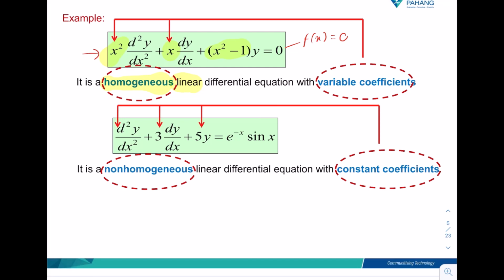Okay, so now look at the second example. If you focus over here, this is non-homogeneous. Why is that? Because we have e to the minus x sin x as f of x, meaning this is not equal to 0. So this is non-homogeneous, and this is linear, obviously. And this is constant coefficient. Why is that? Because the coefficient over here is 1, the coefficient over here is 3, the coefficient over here is 5. All constant. So this is called constant coefficient.